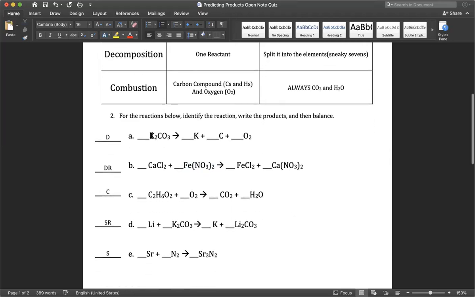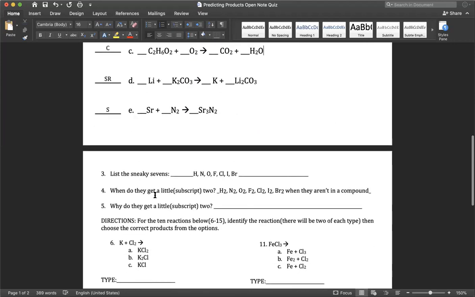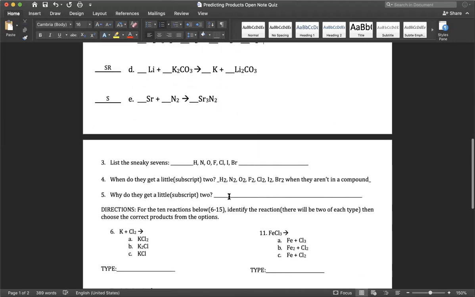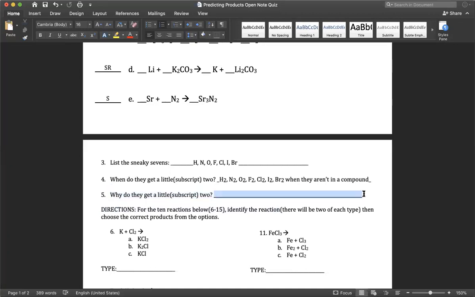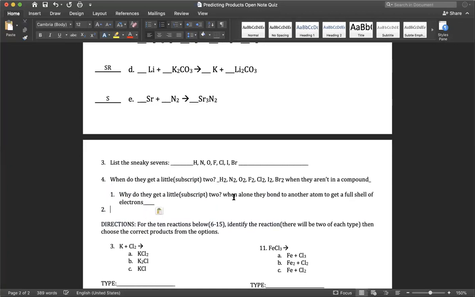So the big key is, off of reactants, can I identify the type of reaction that I have? Right. That's the idea right here. I'll copy and paste that answer in later. I'll just do it right now. But the reason why they get a 2 when they're alone, it's all based off of getting a full shell of electrons. So those elements, when they're alone, they bond to another atom to get a full shell of electrons.